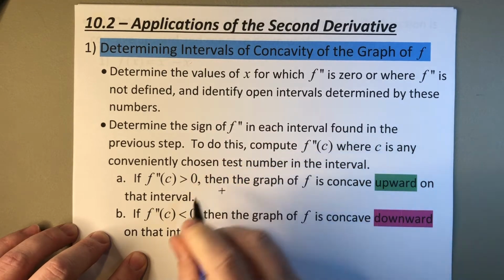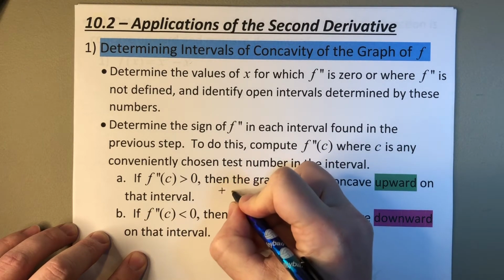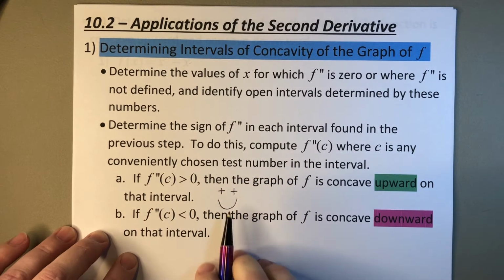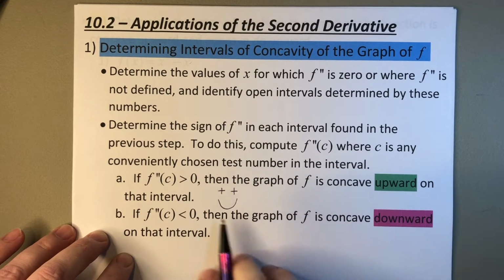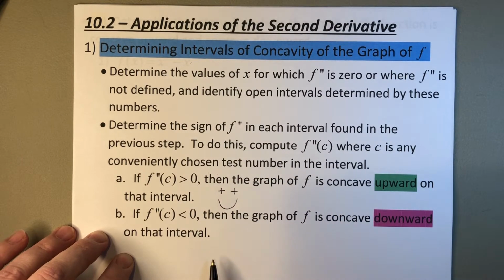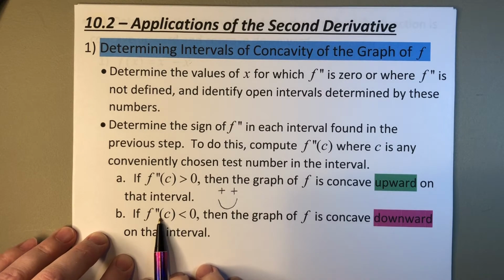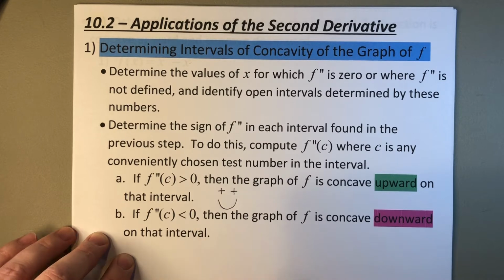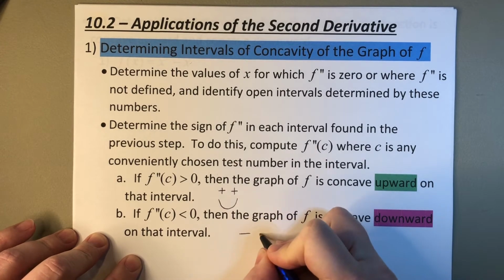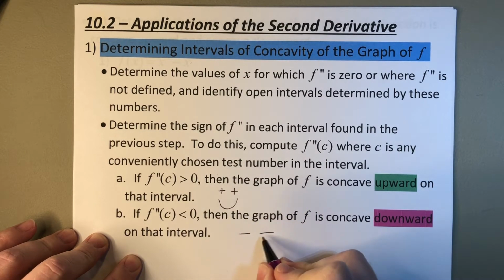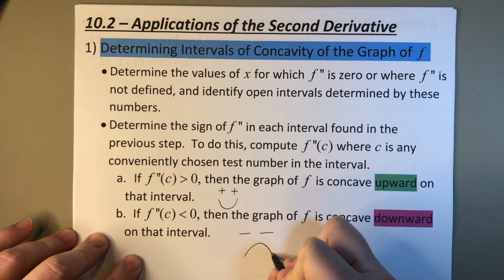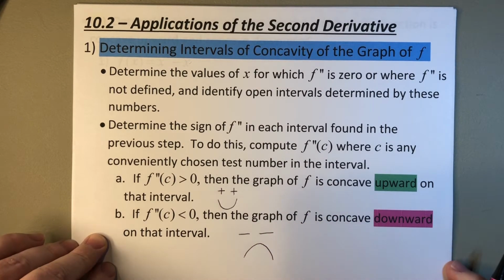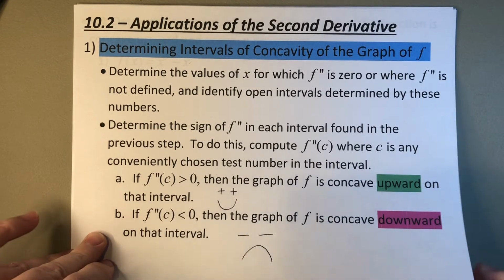Here's a way to remember that. If the value of the second derivative is positive, think of a happy face. That's concave upward. Smile. If the second derivative yields a negative value, a value less than 0, then it's a sad face. There's the negative and there's the sad face. This is concave downward. Let's look at some examples, shall we?